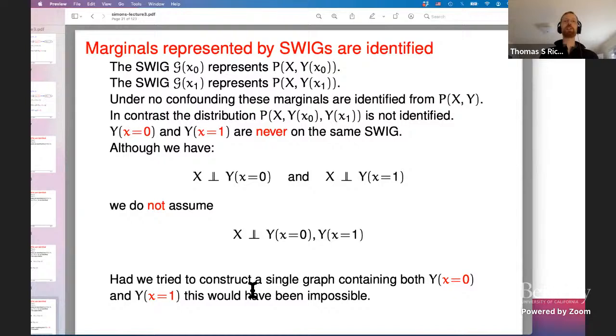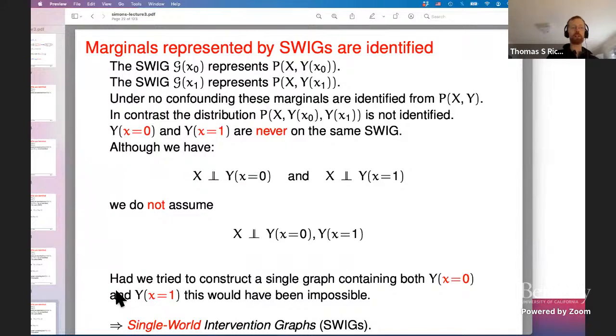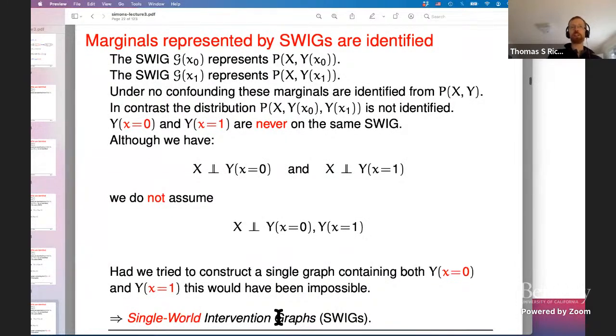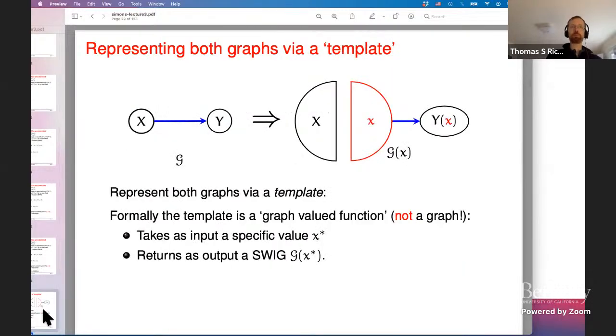Okay, so yes, had we tried to construct a single graph, it would have been impossible to have these two independences and not this one, at least if we were using d-separation. We might be able to come up with some more sophisticated semantics, but at least with semantics that are currently known for graphs, we couldn't have done that. And this is where the word single world comes from, because here we're not constructing a graph that contains both of these potential outcomes.